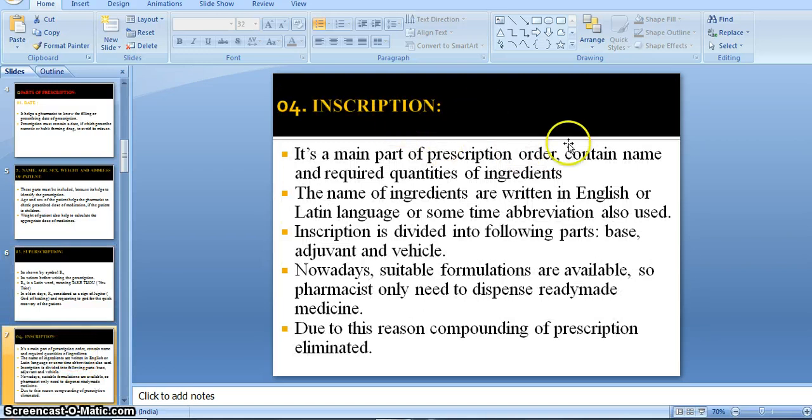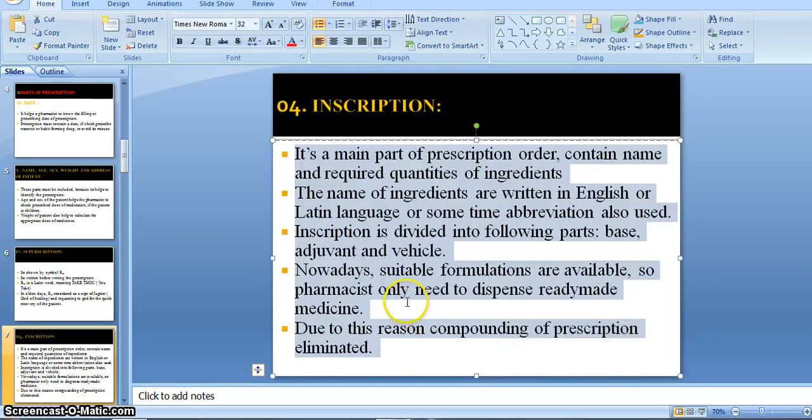Then inscription, right? This is the main part of our prescription where the name of the drug and the dose of the drug are written. Inscription is the main part of the prescription order, containing the name and required quantity of ingredients. The names of ingredients are written in English or Latin, or sometimes abbreviations are also used. Inscription is divided into the following parts: bases, adjuncts and vehicles.